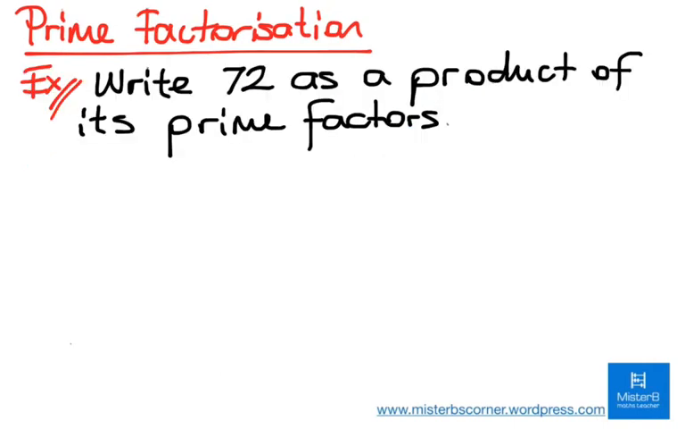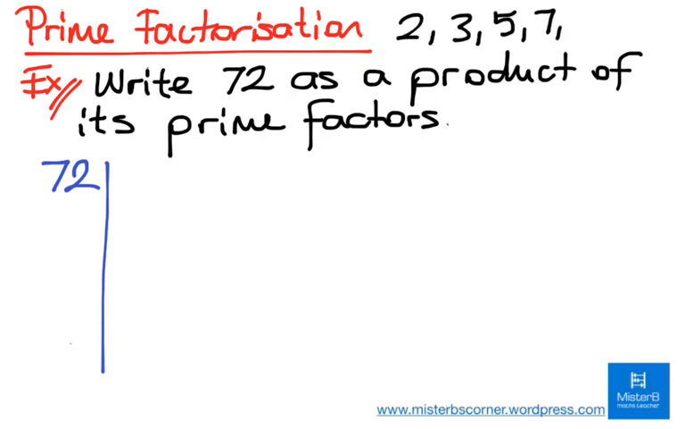Let's look at another example. Write 72 as a product of its prime factors. Now I'm going to go with the way that I just showed you. So I'm going to write 72 and draw a line here and start using the prime numbers, which are 2, 3, 5, 7 and so on. So it's best if you know these, right? So I start with 2. 72 divided by 2 is 36. So you may use your calculators if need be.